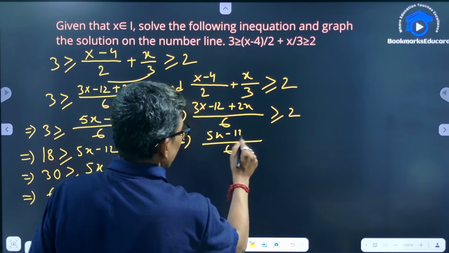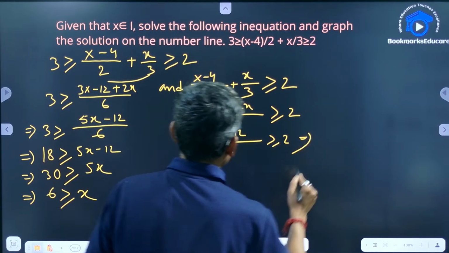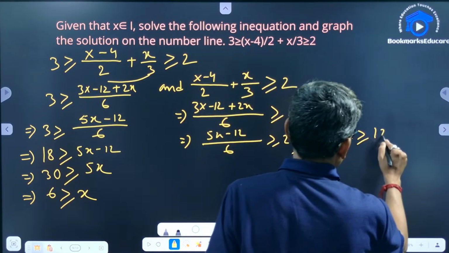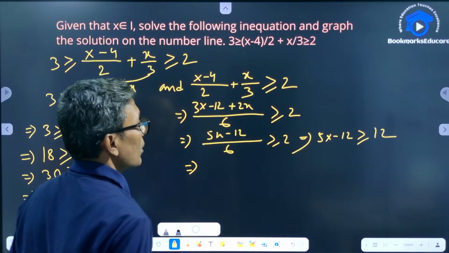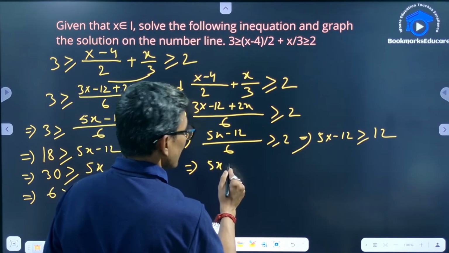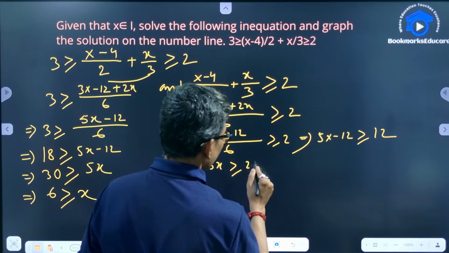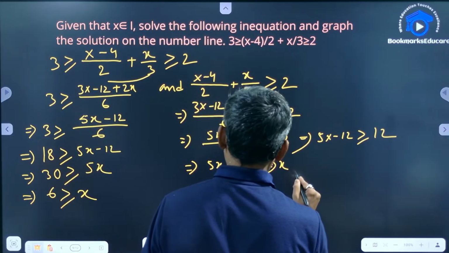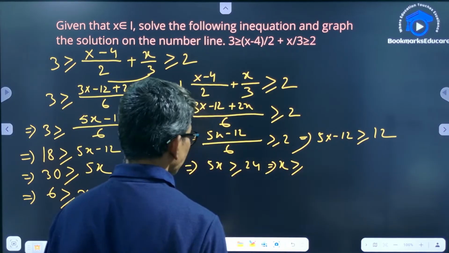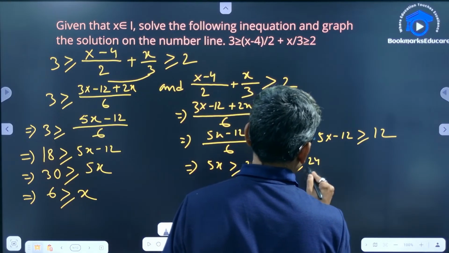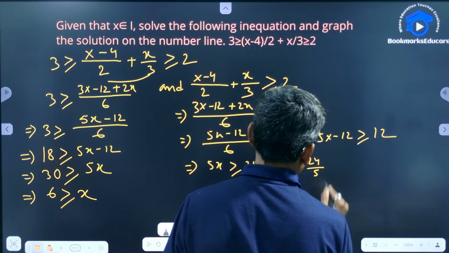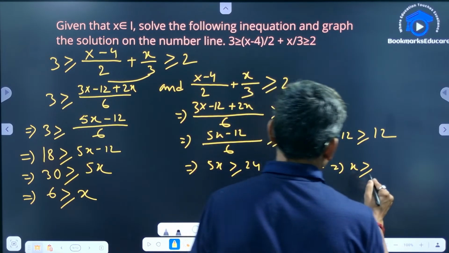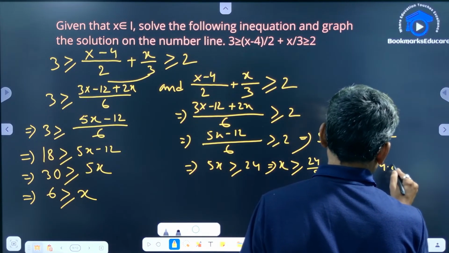5x minus 12 greater than equal to 12, 5x greater than equal to 24, so x greater than equal to 24/5, so x greater than equal to 4.8.